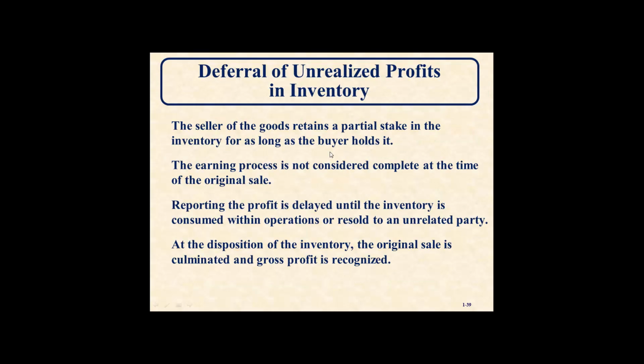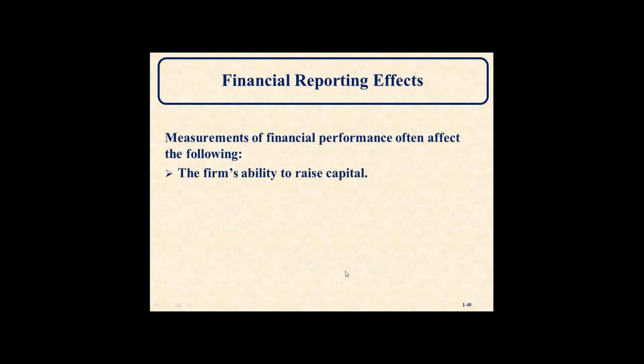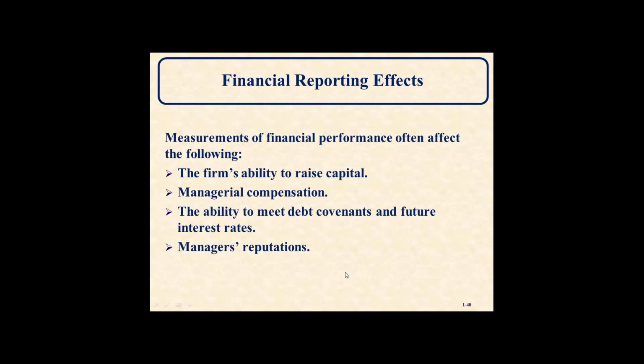The seller of the goods retains a partial stake in the inventory for as long as the buyer holds it. The earnings process is not considered complete at the time of the original sale. Reporting the profit is delayed until the inventory is consumed within operations or resold to an unrelated party. At the disposition of the inventory, the original sale is culminated and gross profit is recognized. So we don't report profit until we sell it to an outside party.